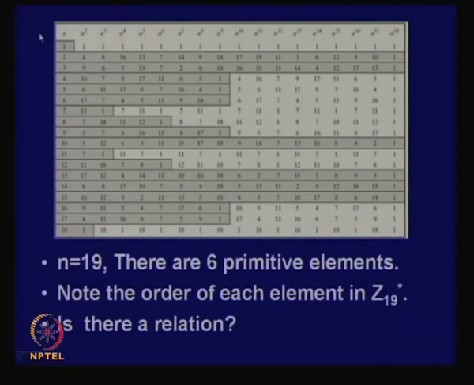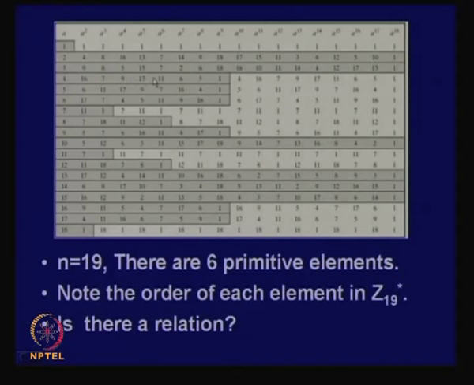Here is an example to clear that. You take alpha equal to 2 and keep on computing the powers. Here your n value is 19, so I am taking mod 19. I am computing alpha, alpha square, alpha power 3, alpha power 4 and so on up to alpha power 18. You see that alpha power 18 is equal to 1. Now you see that all the elements in Zn star are generated here. So this alpha is a primitive element because it is generating the entire group.